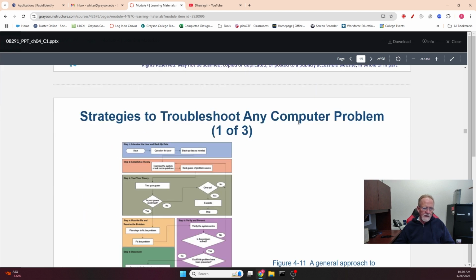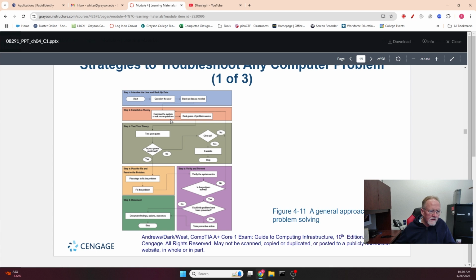Strategies. Let's go to looking at troubleshooting. There are some things here. You want to look at these slides because you want to be able to get very familiar with this particular flow diagram. So when you start, you want to question the user, and while that's happening, you want to get the user to back up their data. You absolutely want them, if they can boot their system at all, to back up everything on it that's important.